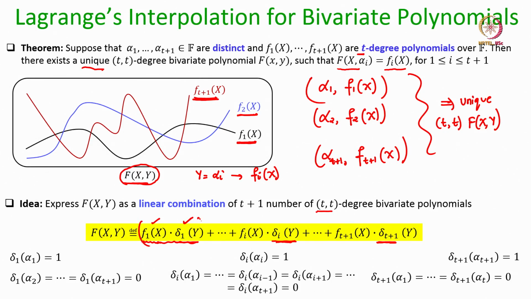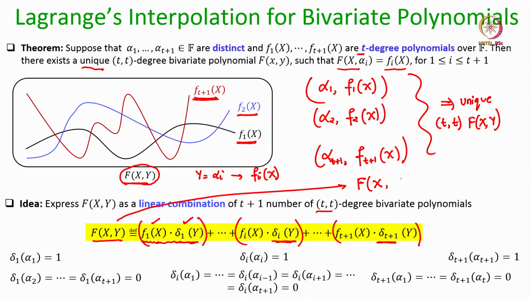So, each of these terms is actually a bivariate polynomial of degree t in both the variables, and that automatically implies that this f of x y polynomial is also a bivariate polynomial of degree t in both the variables. Now, let us see what will be the value of this f of x y polynomial, whether this is the correct polynomial or not.